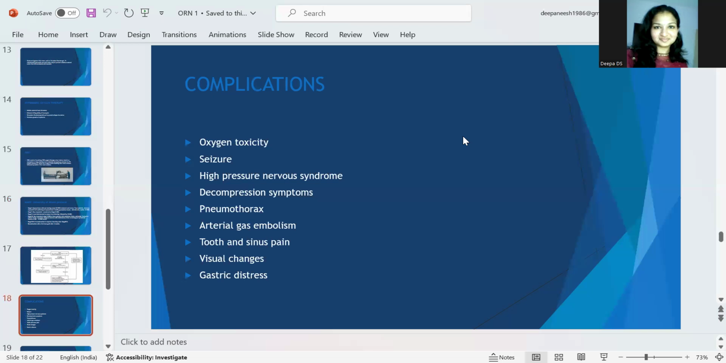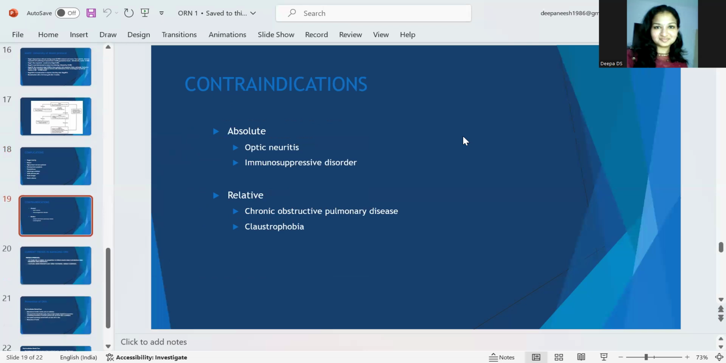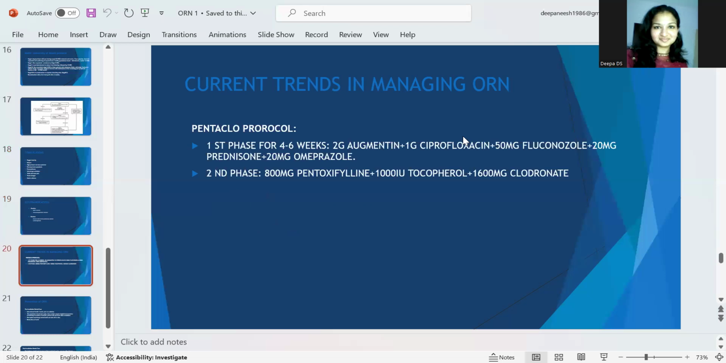Then complications: oxygen toxicity, seizure, high pressure nervous syndrome, decompression symptoms, pneumothorax, arterial gas embolism, tooth and sinus pain, visual changes, gastric distress. Contraindications: absolute contraindication and relative contraindication. Absolute contraindications include optic neuritis and immunosuppressive disorder; relative include chronic obstructive pulmonary disease and claustrophobia.